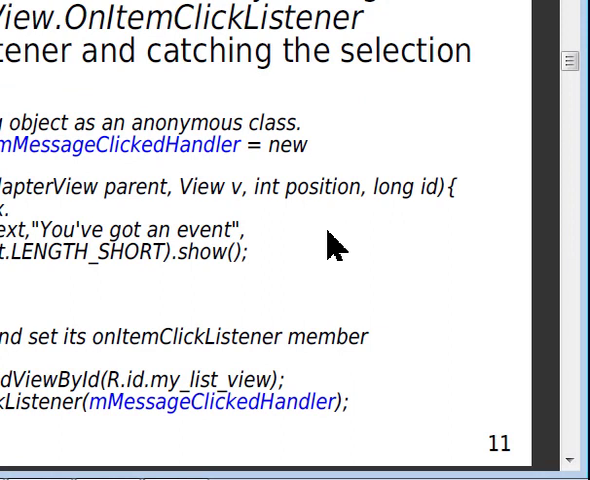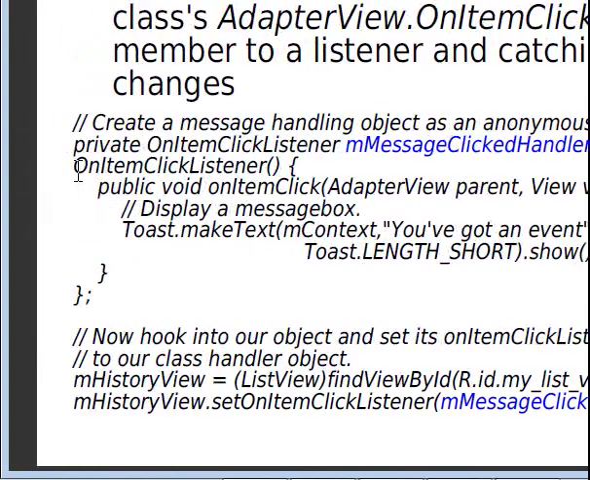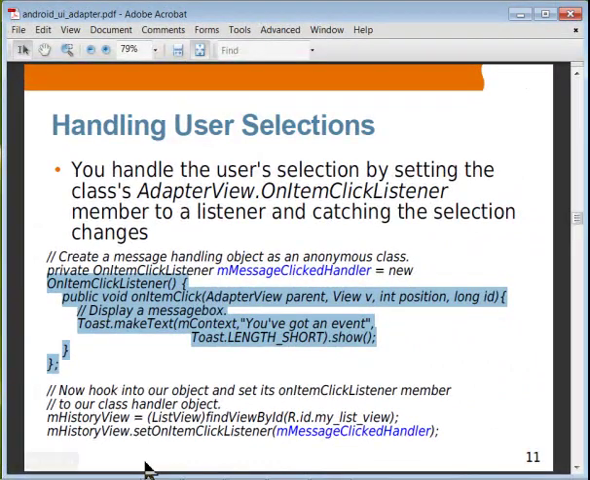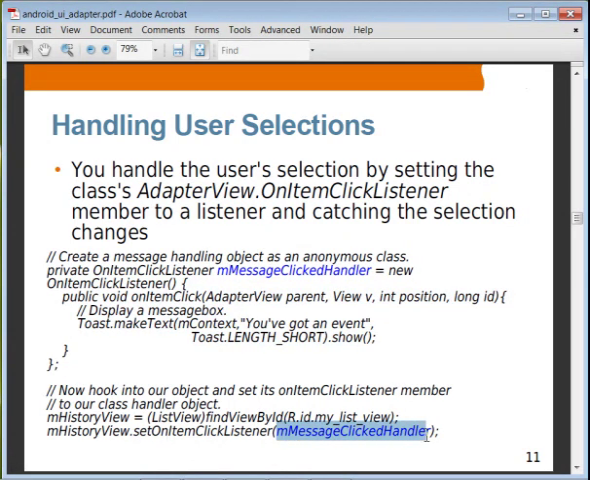So this is handling user selection. When an item is selected in the list view, of course you have to handle that event. So you are going to have an on item click listener object, and you provide an implementation of the on item click method. Then you call set on item click listener and provide the on item click listener object.